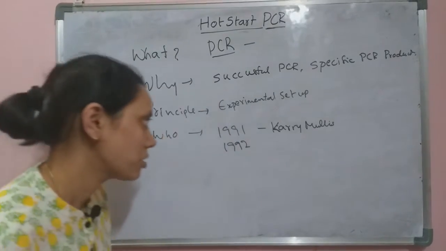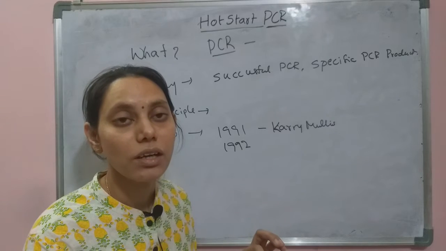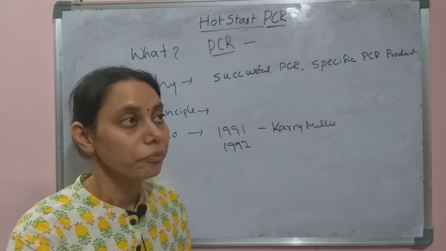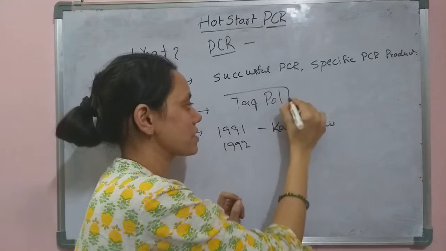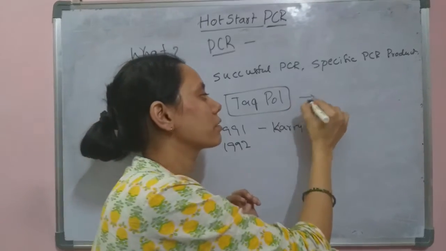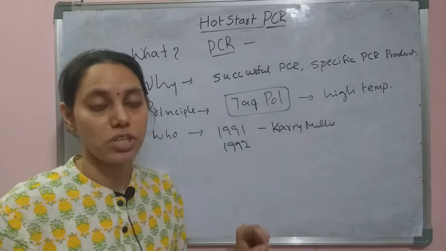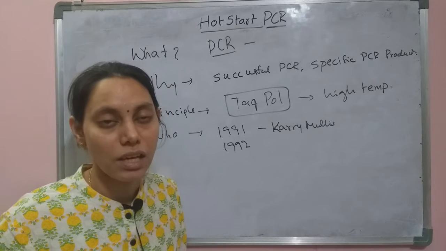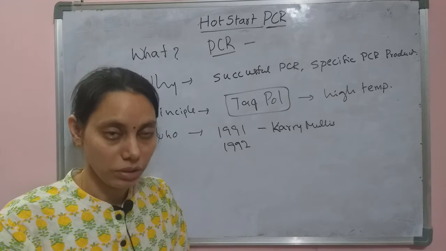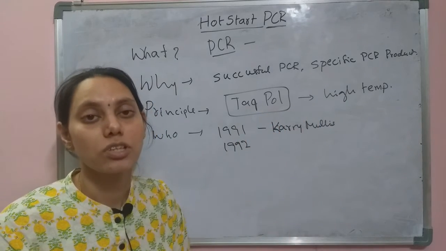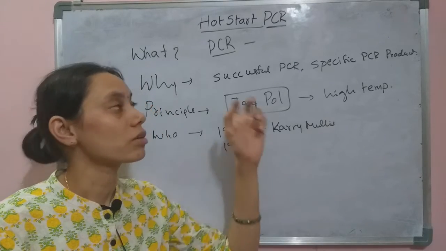So in this hot start PCR, what we do is we set up the experiment without adding one selected ingredient. That means generally in the hot start PCR, the Taq polymerase enzyme activity will be blocked somehow until the high temperatures are reached in the experiment. That means until the denaturation temperatures, 93 to 94 degrees centigrade, are reached, we somehow manage the activity of the Taq DNA polymerase so that the reaction will not be initiated until the high temperatures of the denaturation are reached. So that is the basic principle to ensure the fidelity of the experiment. So that is how the hot start PCR will work.